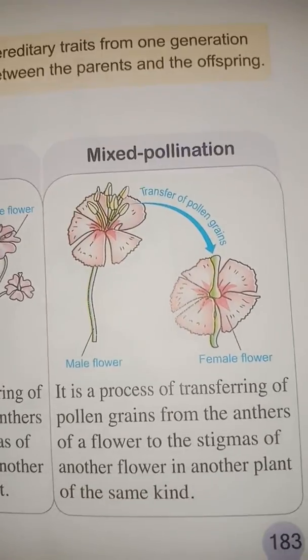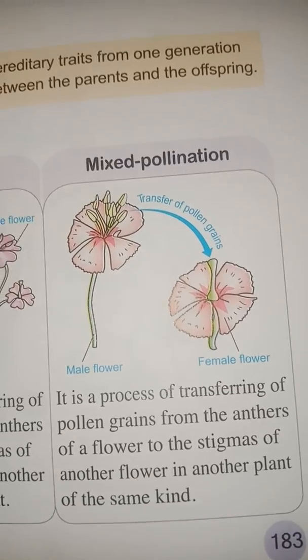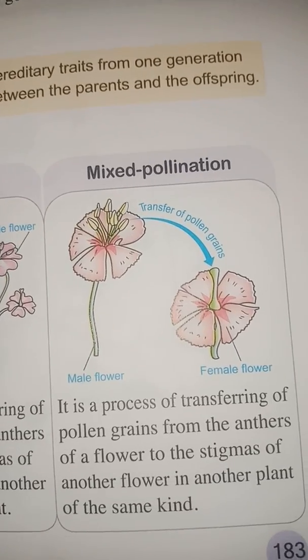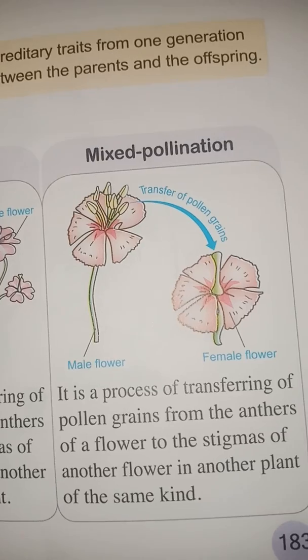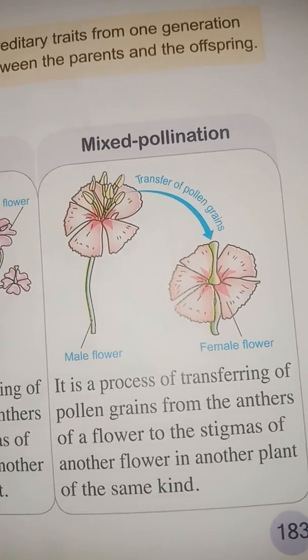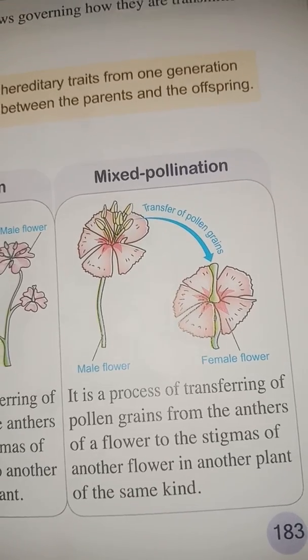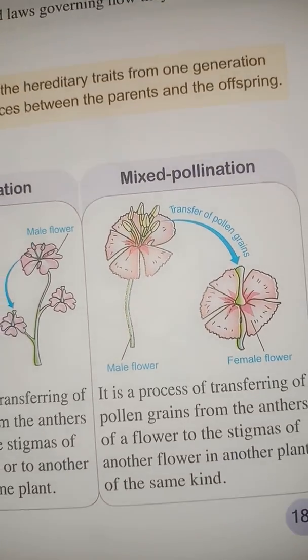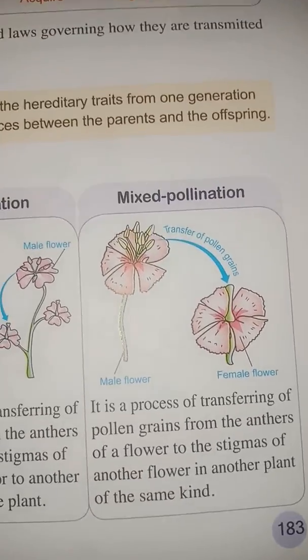But in mixed pollination، في التلقيح الخلطي اللي بيتنقل من زهرة لزهرة تانية على نبات تاني، pollination it is the process of transferring pollen grains from the anthers of flowers to the stigma of another flower in another plant of the same kind. نفس نبات آخر من نفس النوع. يعني لو حبوب اللقاح دي اتنقلت من نبات لنبات مختلف مش من نفس النوع، مش هيحصل عملية البولينيشن أو عملية التلقيح.